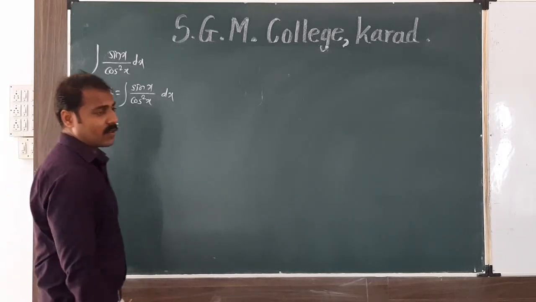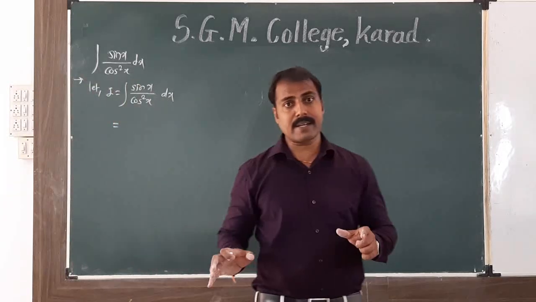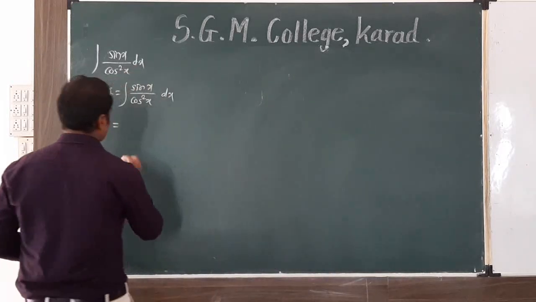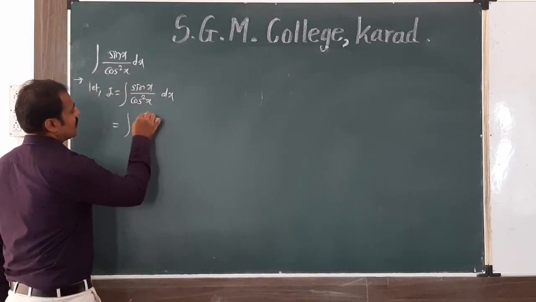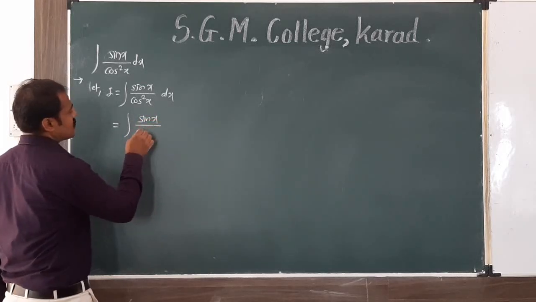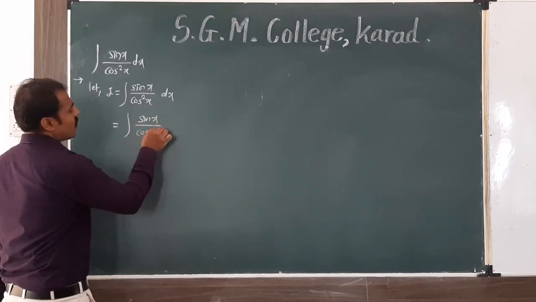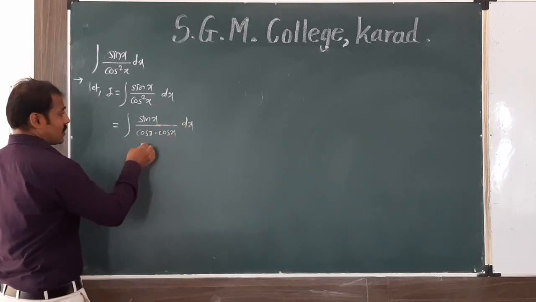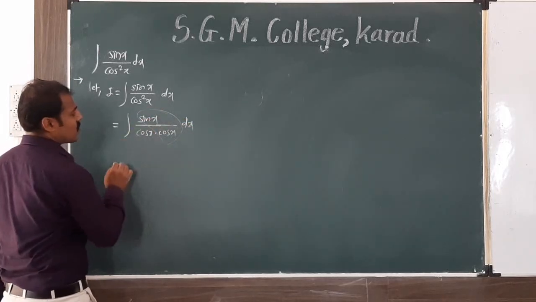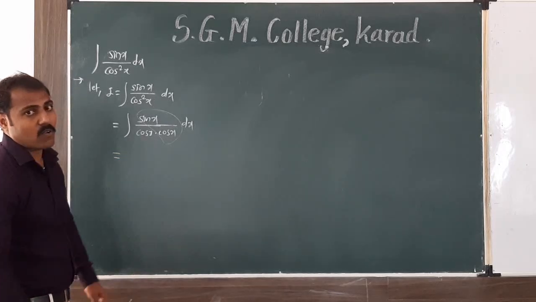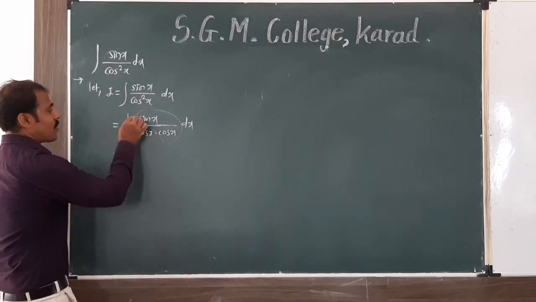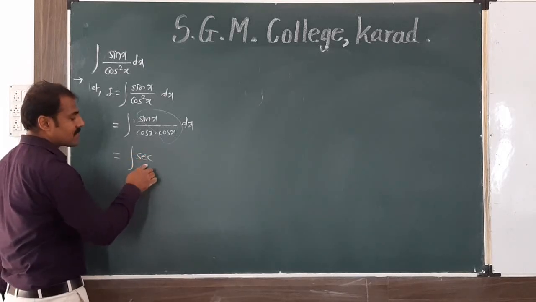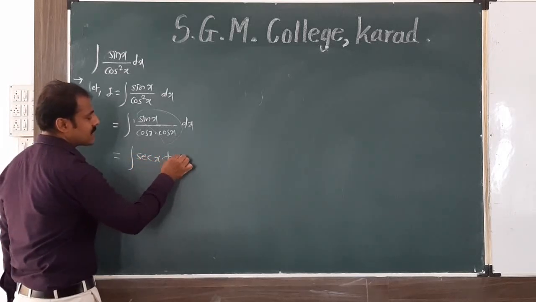Okay, look at here. Cos square x can be written as cos x into cos x. So which is equal to integration of sin x divided by cos x into cos x. Tell me sin x upon cos x is what? Sin x upon cos x is tan x, and 1 upon cos x is what? Sec x. So it is integration of sec x into tan x.